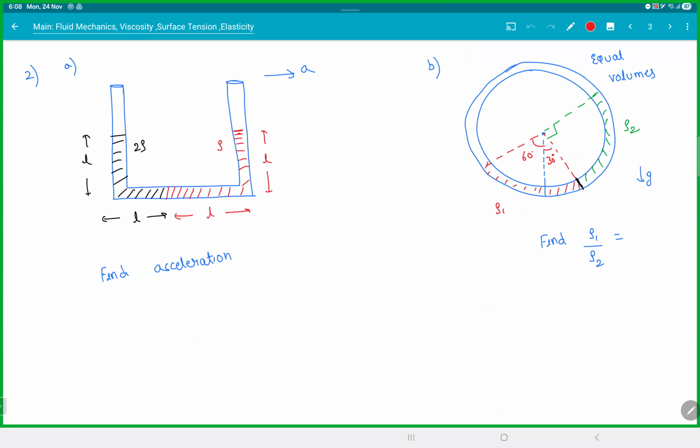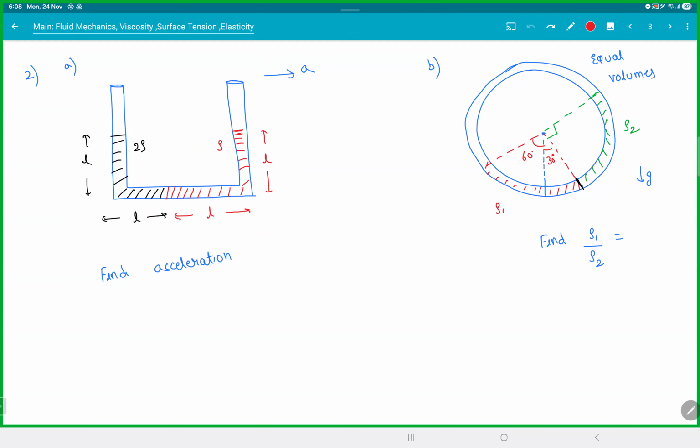This one: we have a U-shaped container. On the left hand side we have a 2-rho liquid. On the right hand side we have rho liquid. The lengths are the same, and the heights are also the same. This will happen only if you're accelerating. Normally this wouldn't have happened. Find the acceleration of the container.